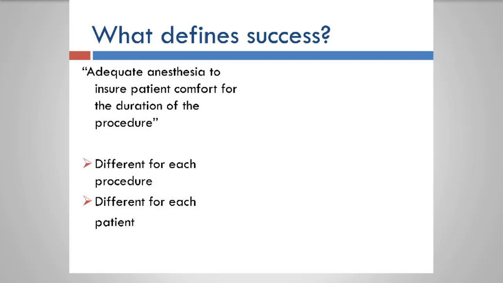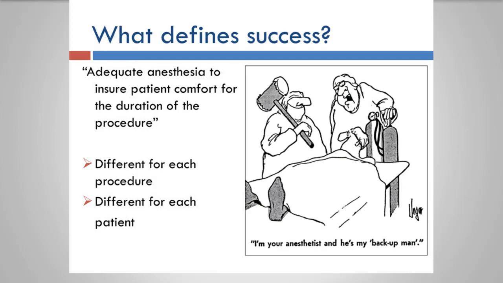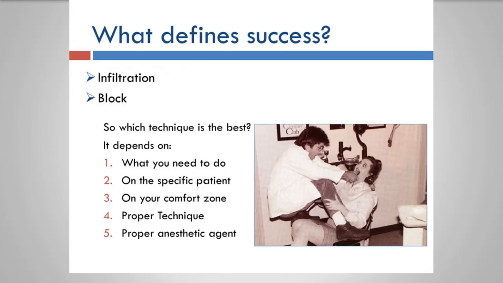So we come in with our primary idea of what anesthetic should work, and we need to have backups. The hammer will work, but I don't recommend that as a good backup. So you need to think carefully about what you can do. Whether you're going to use an infiltration or a block, it's really dependent upon what we're trying to do, the patient themselves, and what our comfort zone is in terms of the techniques. Do we know the proper technique? Hopefully a better technique than this gentleman's using on his patient there. And then selecting the right anesthetic agent.